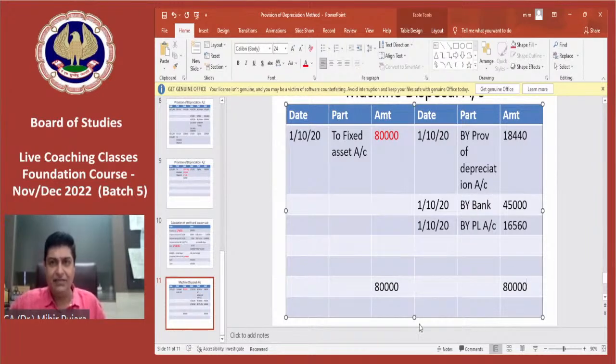I hope now it is clear, friend, how we need to prepare the machine disposal account. It is nothing but the note we wrote, the account of that note. I hope now it is clear.